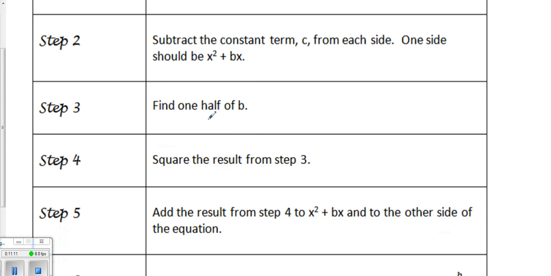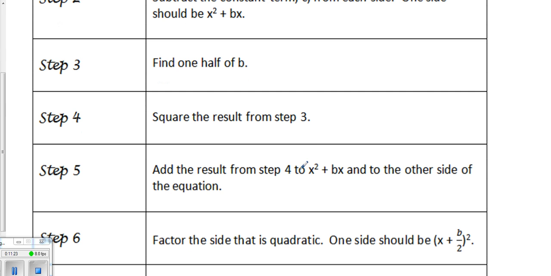Then, kind of off on the side, you find half of b, and then you square it, just like what we did. That number that you get, that half of b squared, you're going to add that to both sides of the equation.